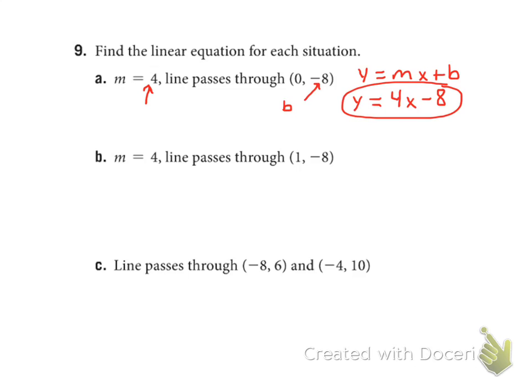Now the next one's going to be a little bit harder because they give us the slope, that's a good thing, but they're giving us a point other than the y-intercept, so we're going to have to plug that point in. So we start with y equals mx plus b. So the y is, wouldn't it be the 1?